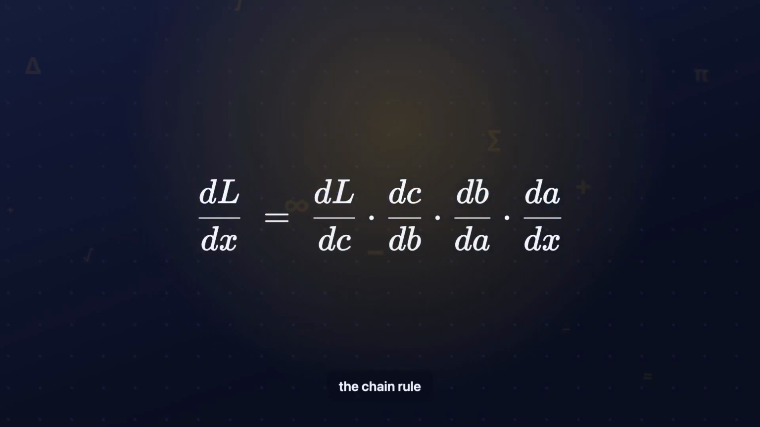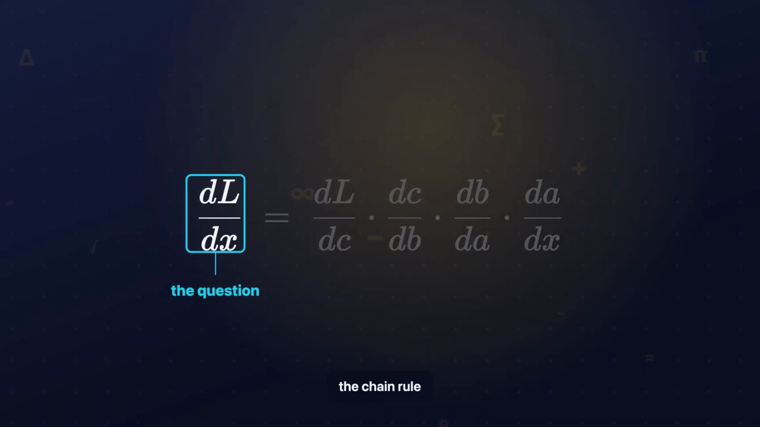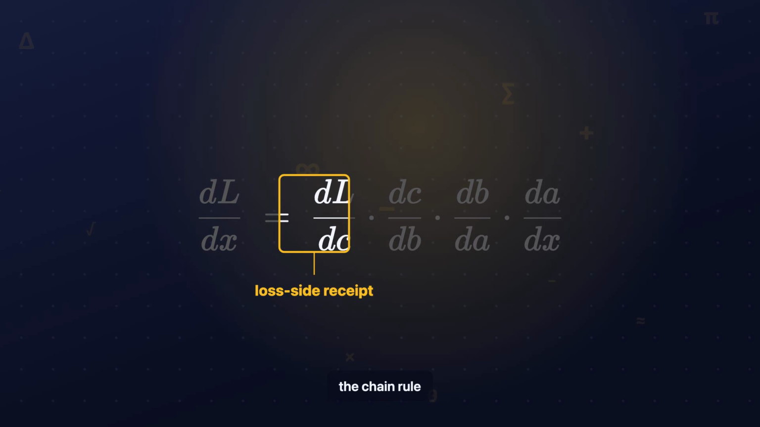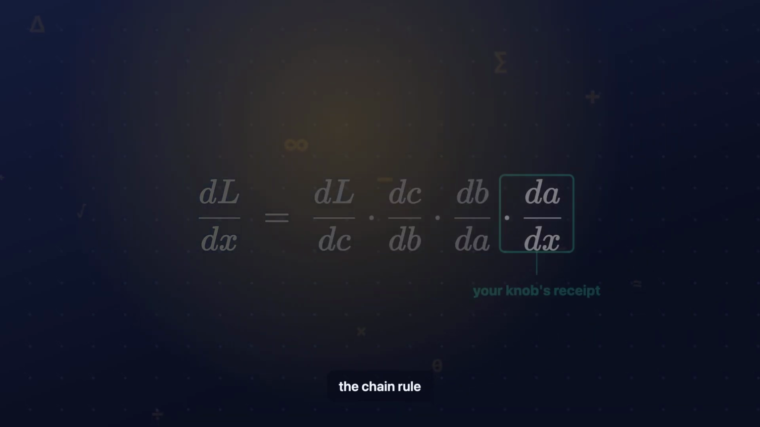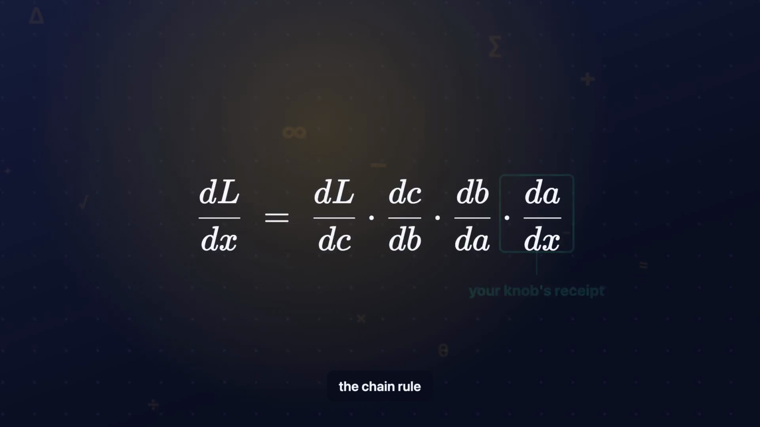Calculus writes it like this. The change in loss per change in input breaks apart into a product, link by link. Each of these fractions is one machine's private receipt, how much it stretches whatever passes through. And notice, nothing in this line is global. Every factor is something one link can stamp on its own.